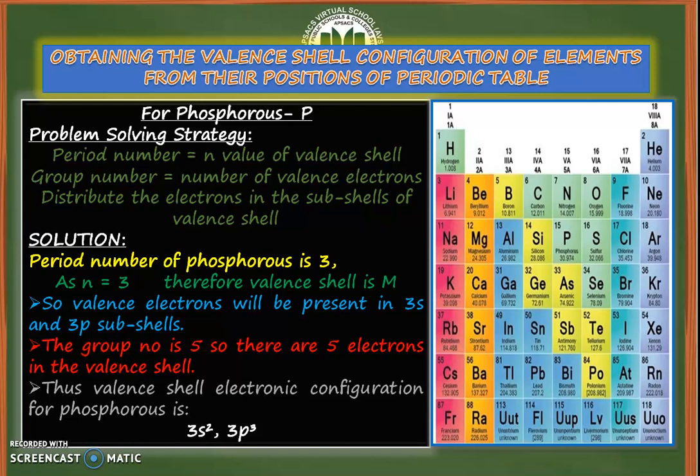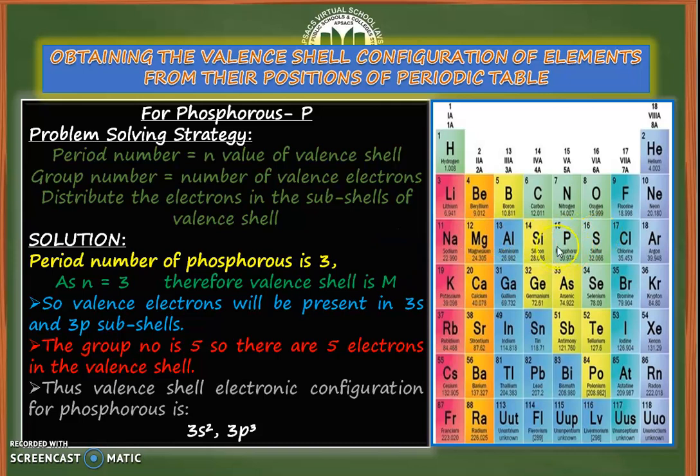The problem solving strategy for that is that you know that the period number of an element represents the nth value of valence shell, while the group number represents the number of valence electrons. After finding out the period and group number from the periodic table, you simply need to distribute the electrons in the subshell of valence shell. So now let's start working on this problem solving strategy for phosphorus.